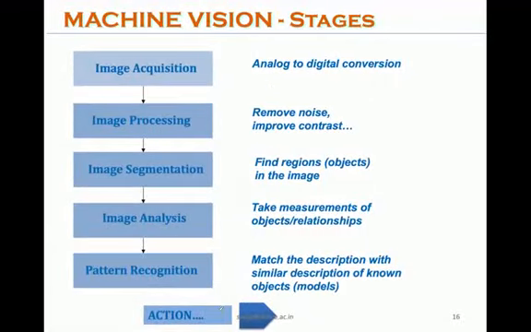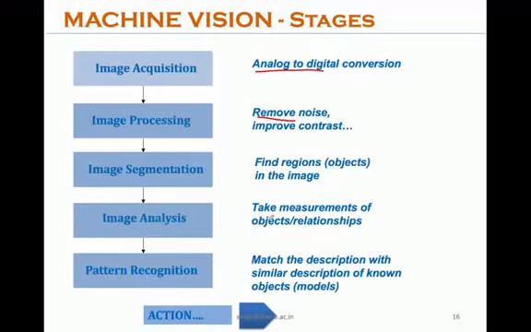Now let us see in short what the stages in machine vision are. The first stage is image acquisition, where analog information is converted to digital information. Another step is image processing, where we modify the image by removing noise or improving contrast, or whatever we want for the next real applications. Segmentation is the next level, where we find the regions and objects in the image.